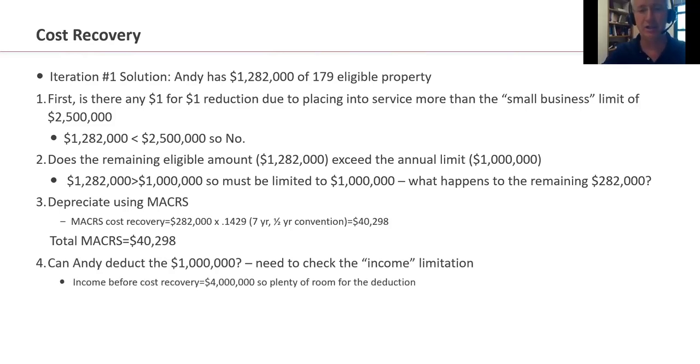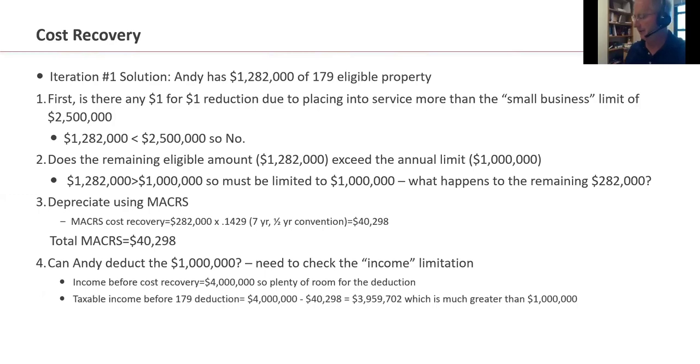So income before any cost recovery was given. That was $4 million. Okay, well, I'm not very concerned. It's pretty clear he's going to have enough room for the deduction. But let's be explicit and walk through it. What you have to calculate is, what is Andy's income with every other deduction in there but Section 179? The only way you could do that is you'd say, what is it with all other forms of cost recovery? Well, the other form of cost recovery is the MACRS we just did. So we need to take the $4 million and deduct that amount of MACRS depreciation, which gives $3.959 million. So that's still way in excess of $1 million. So the income limitation doesn't apply. He can take all $1 million under 179.